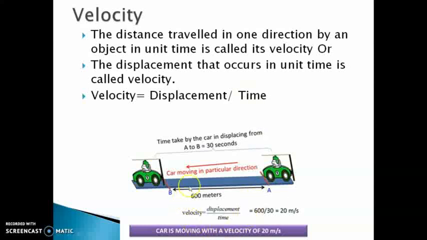Now suppose let's study with the help of this example. Okay, so now this car is moving in a particular direction. We can see that it is say moving from A to B or B to A, and the distance or the displacement is 600 meters. And the car takes 30 seconds. So according to the formula, velocity is displacement upon time. That is 600 upon 30 is equal to 20 meter per second. So we say that the car is moving with a velocity of 20 meters per second. So you can see that the speed and the velocity, the units are same.